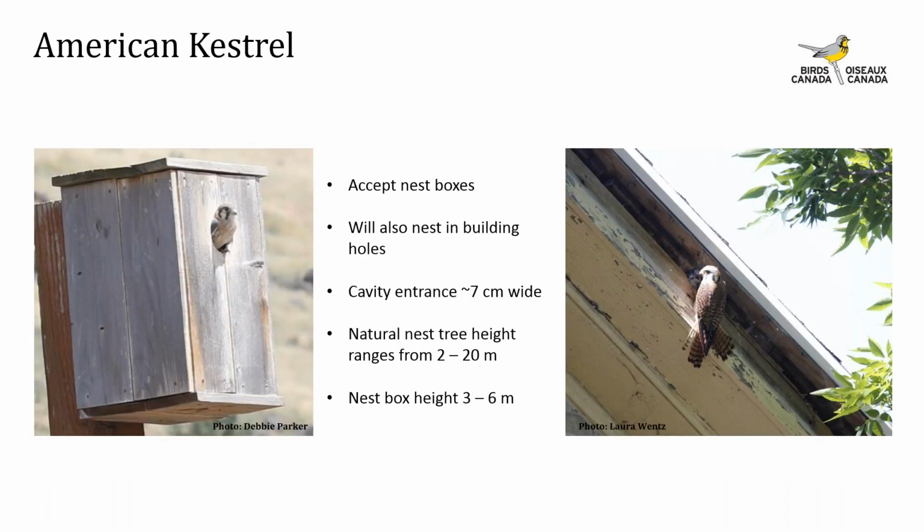They readily accept nest boxes and will also nest in holes in buildings. The natural and artificial cavity holes average around 7 centimeters. The tree height in natural cavities ranges from 2 to 20 meters, and a nest box height ranges from 3 to 6 meters. I imagine they'd probably use a nest box that's higher than 6 meters, but I don't think too many people want to place a nest box higher than 6 meters.